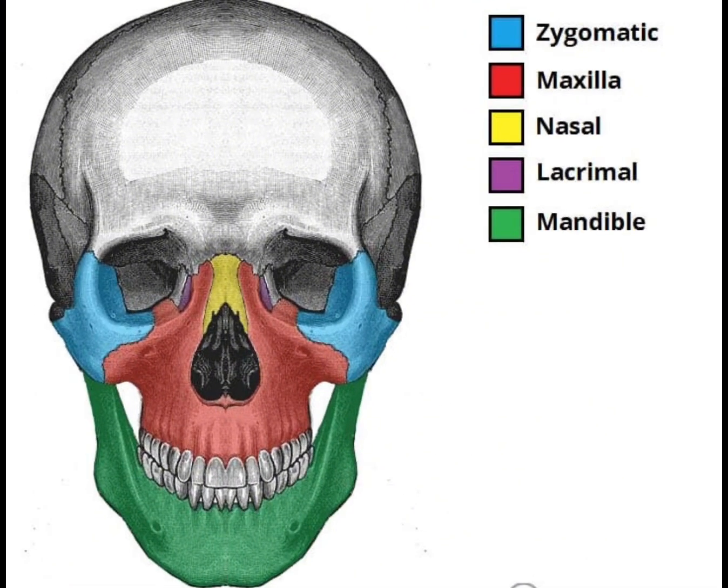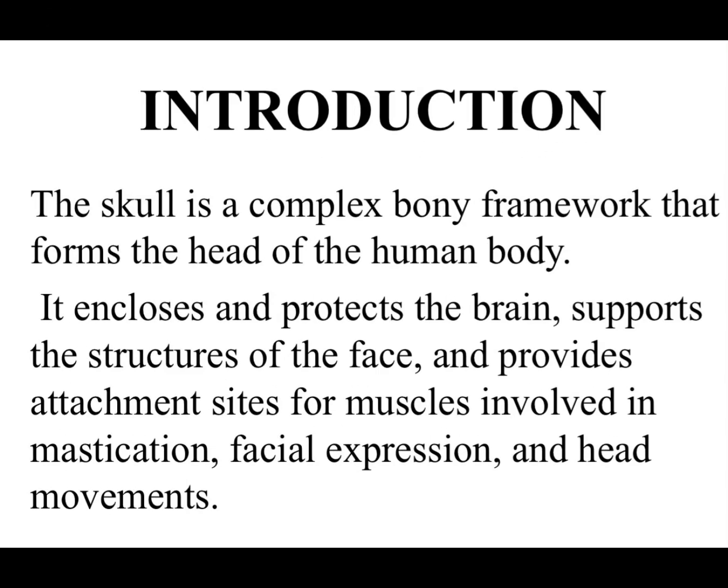So the first question we'll be asking ourselves is, what is the skull? Now, the skull is the complex bony framework that forms the head of the human body. So in your head and neck, which is the series we are doing here, it's a complex bony framework that forms the head of the human body. And what are the three things it does specifically? It encloses and protects the brain.